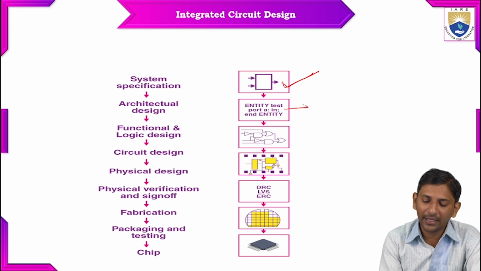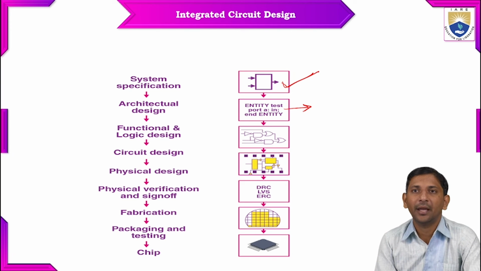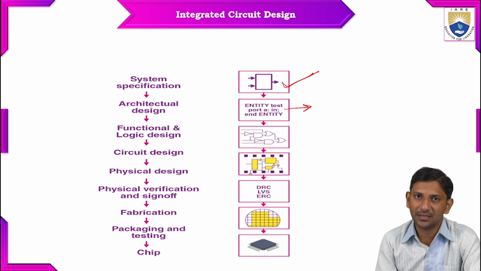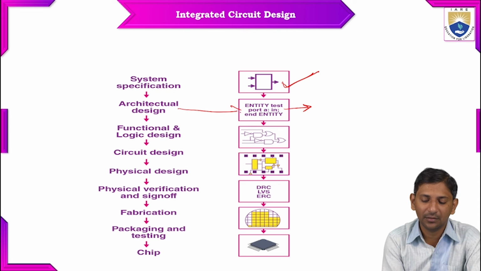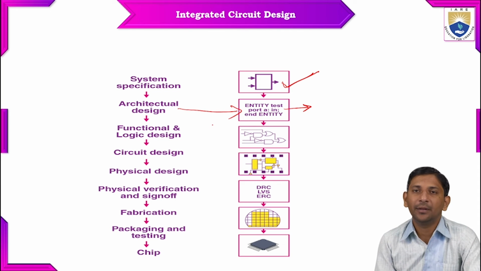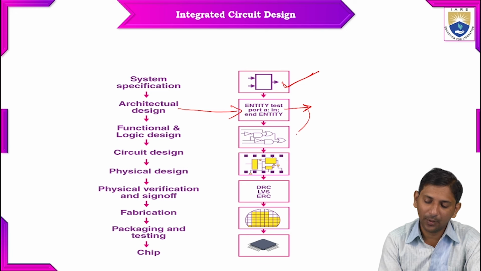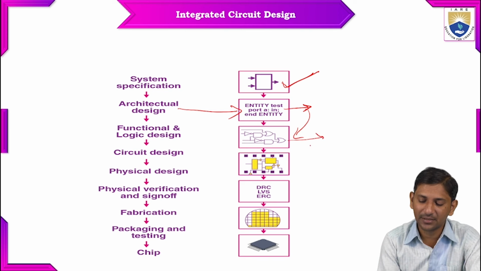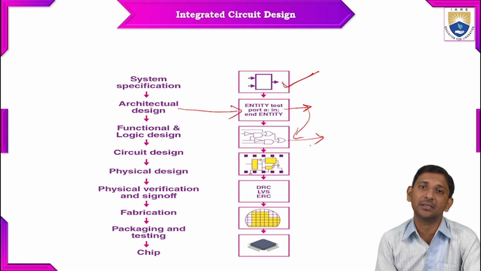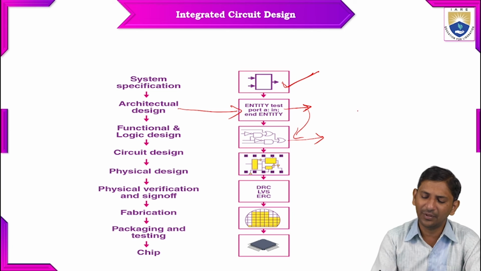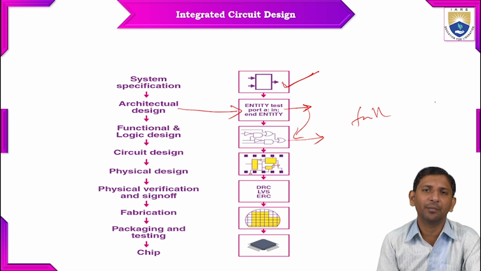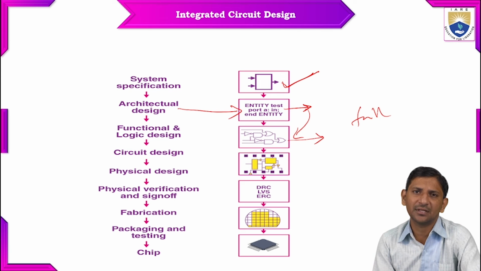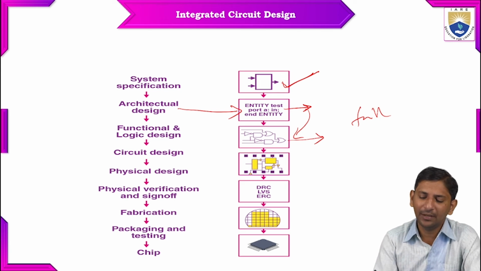Then the required inputs and outputs and all the specifications are captured in an architectural design. Based on those requirements, we design a functional block diagram, logical diagram, and circuit design. We have to design a circuit to execute that logic operation, for example a full adder, half adder, mux, demux, or any combinational or sequential circuit.